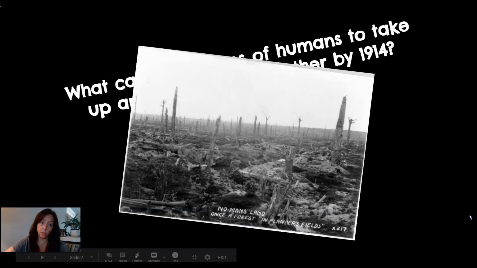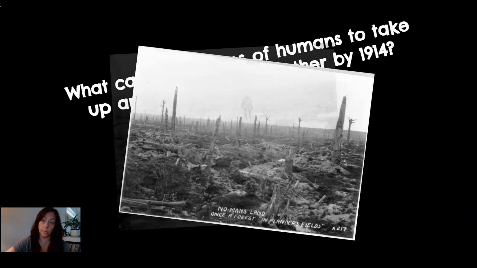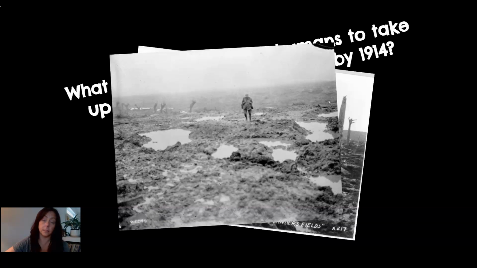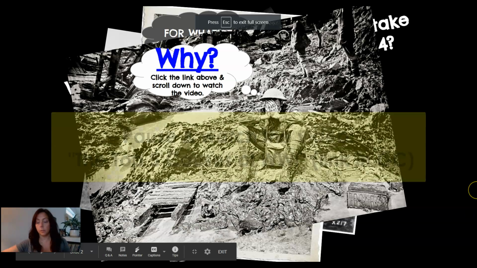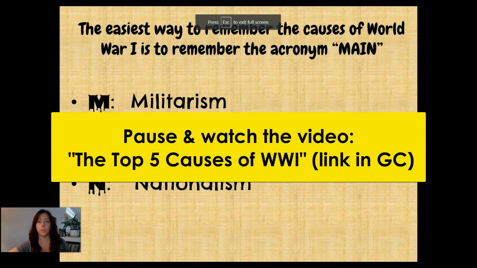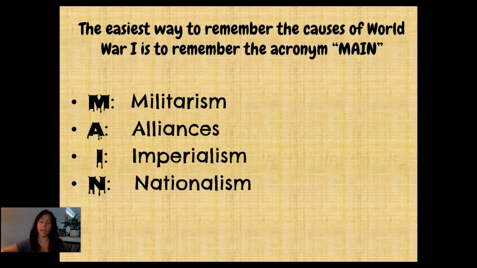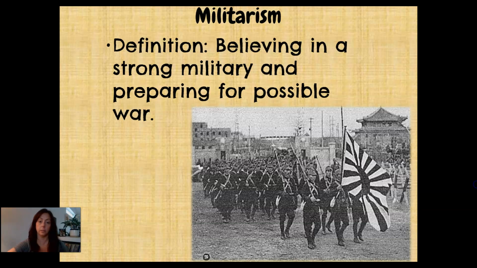What caused millions of humans to take up arms against each other by 1914? Arms as in weapon. So the easiest way to remember the causes of World War I is to remember the acronym MAIN: militarism, alliances, imperialism, nationalism. Militarism is believing in a strong military and preparing for possible war.